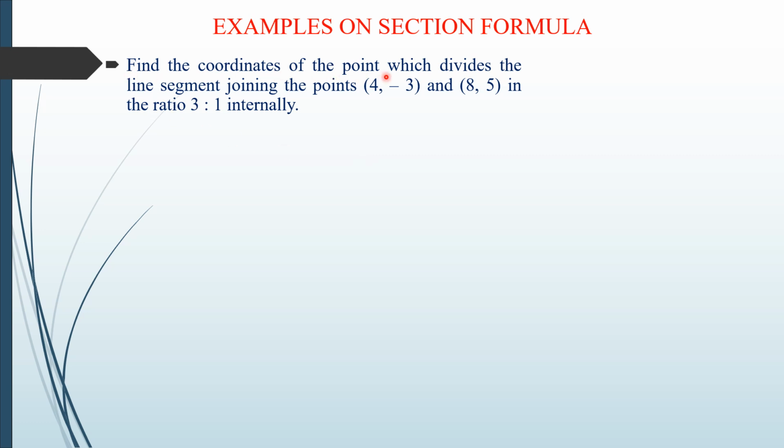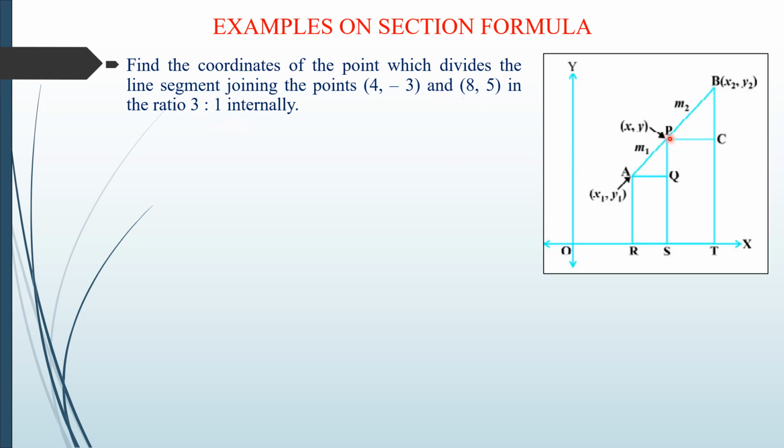Find the coordinates of a point which divides the line segment joining the points (4, minus 3) and (8, 5) in the ratio 3 is to 1 internally. Meaning there is a point P present inside this straight line AB which divides it in the ratio 3 is to 1. Meaning one side it is proportion 3 and another side it is just 1. Now we need to find the coordinate of that point P, where it is exactly going to fall.